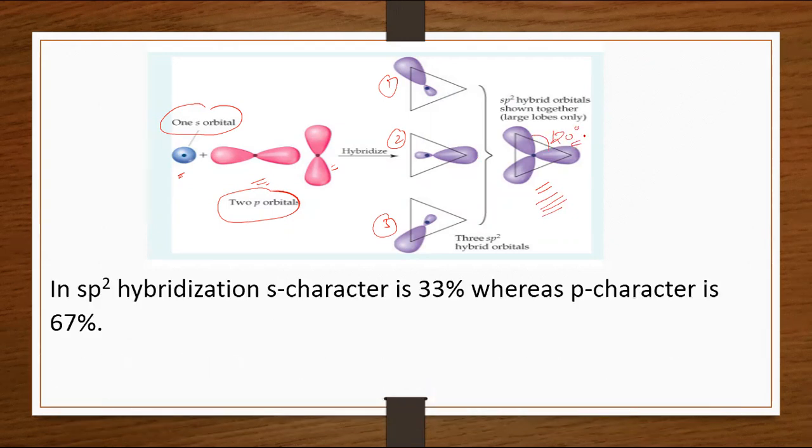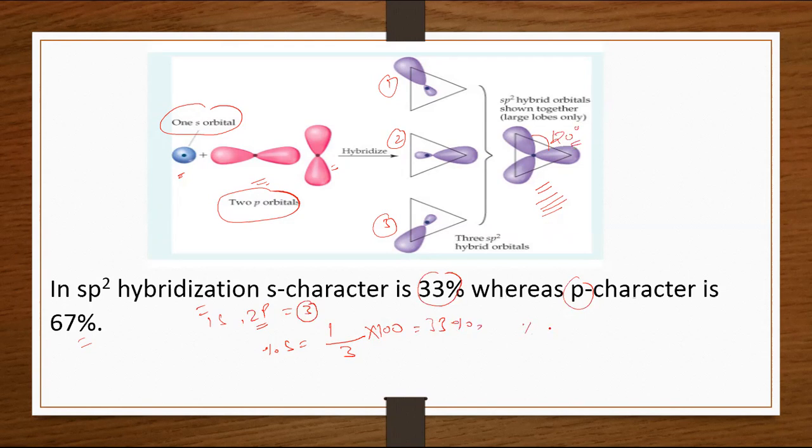Now here in sp2 hybridization, s character is 33%, whereas p character is 67%. See how we will calculate. There is one s and two p orbitals present. Total number of orbitals is 3. Percentage s character is equal to 1 s orbital over total number of orbitals, 3, into 100. So the calculation comes to be 33%.